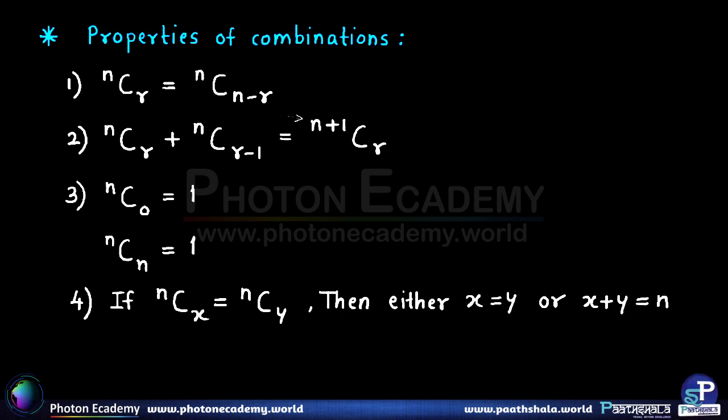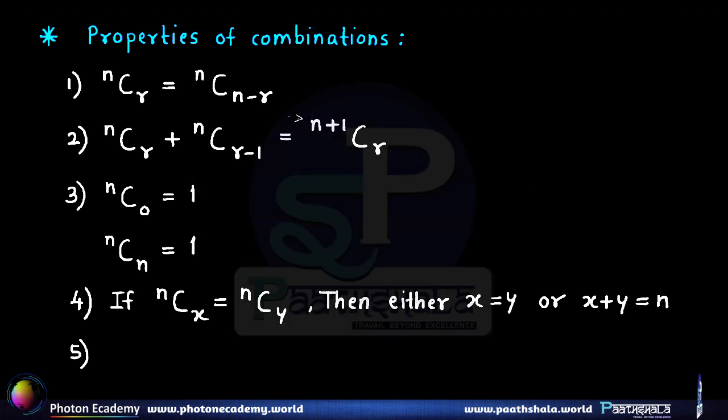And lastly, we have the relationship between nPr and nCr, which is nothing but nPr is r factorial into nCr.